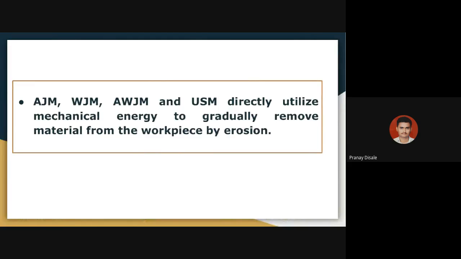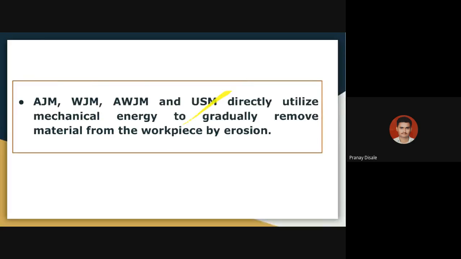So mechanical energy based non-traditional machining processes, or non-conventional machining processes, directly utilize mechanical energy for what purpose? To gradually remove the material from where? From the workpiece. Okay, and that material removal action is due only to erosion. So what are the examples of mechanical energy based processes? We know abrasive jet machining, water jet machining, abrasive water jet machining, that today we are going to see, and the fourth one is ultrasonic machining.